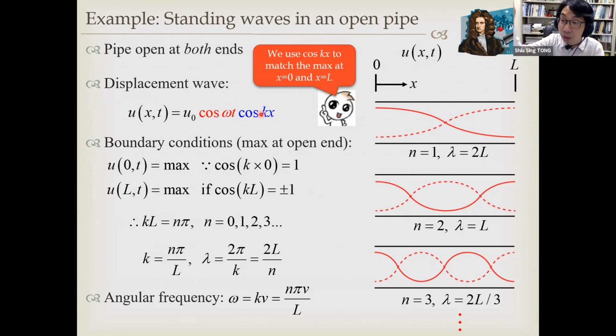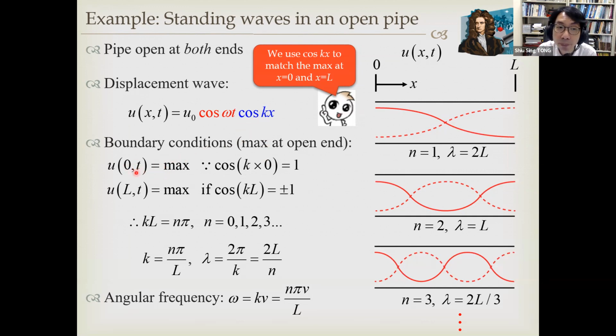Now, when we talk about the vibrating string clamped at both ends, we use sine kx, right? Because we want to match the boundary condition that at both ends, the disturbance is 0. But now we want to match the boundary condition in which the disturbance is maximum at both ends. So instead of using the sine, we use the cosine function, cosine kx. Now, the boundary condition can be matched by the following.